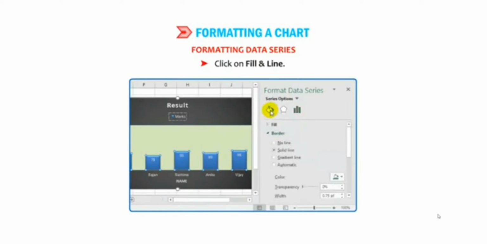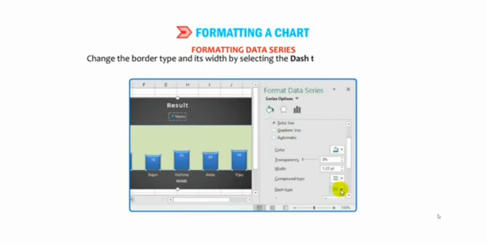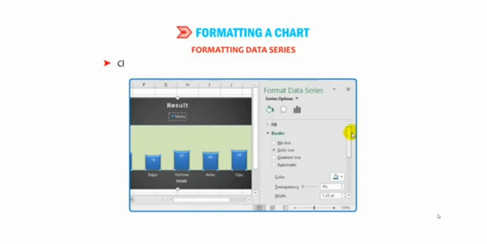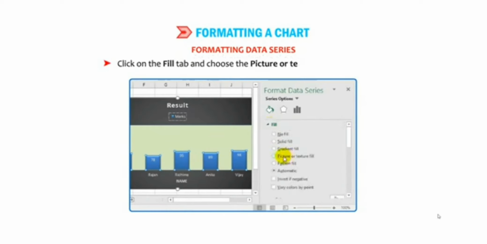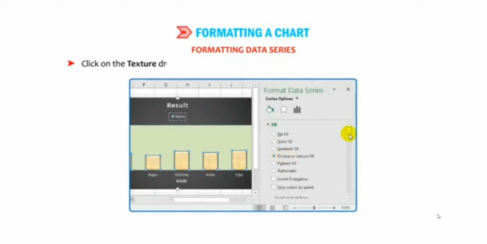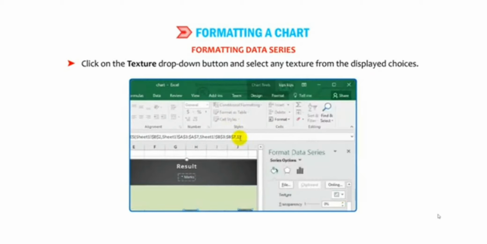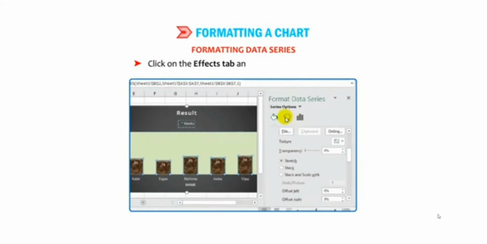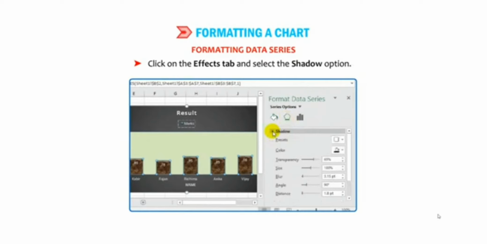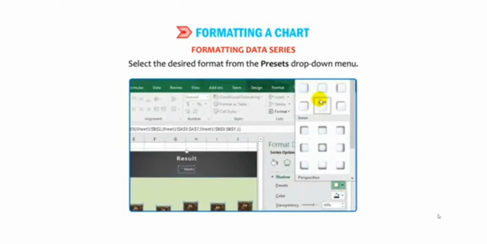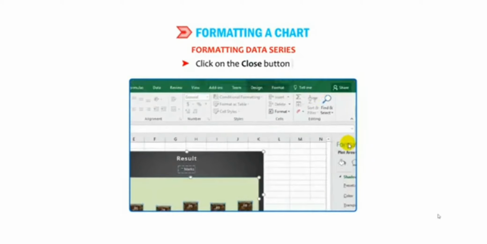Click on Fill and Line. Change the border type and its width by selecting the Dash Type and Width options respectively. Click on the Fill tab and choose the Picture or Texture Fill radio button. Click on the Texture drop-down button and select any texture from the displayed choices. Click on the Effects tab and select the Shadow option. Select the desired format from the Presets drop-down menu. Click on Close button.